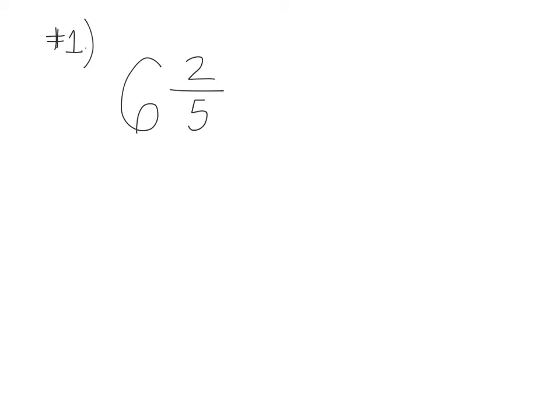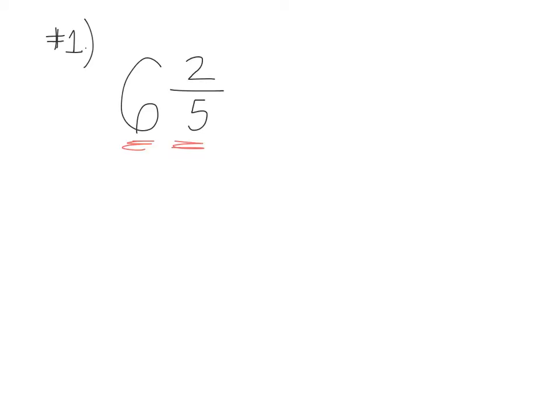The first question asked you to turn this mixed number into an improper fraction. It's called a mixed number because it's made up of a whole number, which is 6, and a part, a fraction, 2/5. So 6 and 2/5.